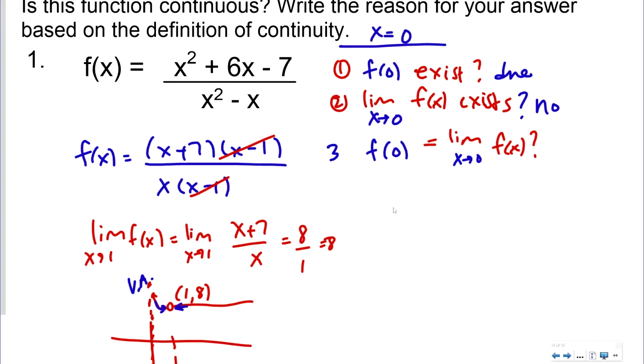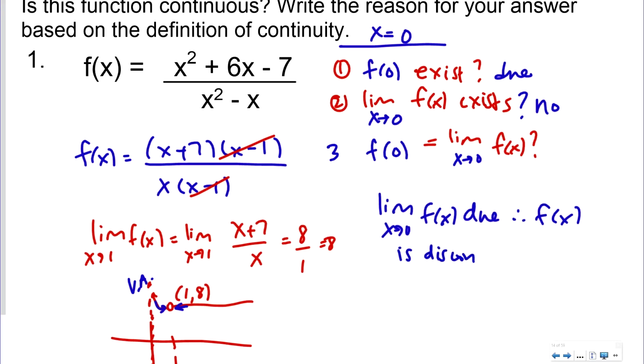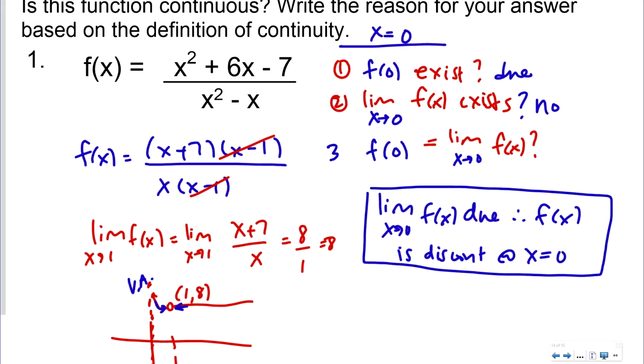And so what we can say is, since the limit as x goes to 0 of f of x does not exist, therefore the function is discontinuous at x equals 0. And that's another answer we could have had besides the other two answers that I wrote down. And if these don't exist, then we can't really even consider this third statement.